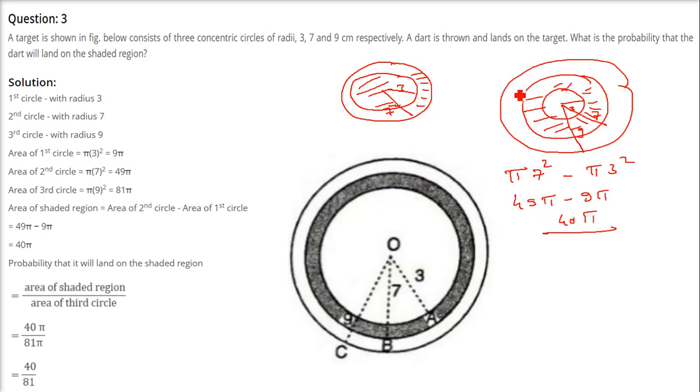And what is the whole area? This is the complete area, which is the highest, radius is 9. So pi into 9 square, it is 81. This is going to be 40 by 81. This is the answer. So favorable region divided by the complete region is the geometric probability.